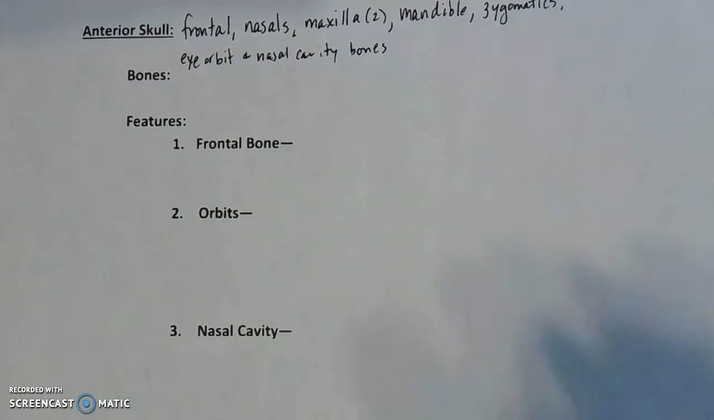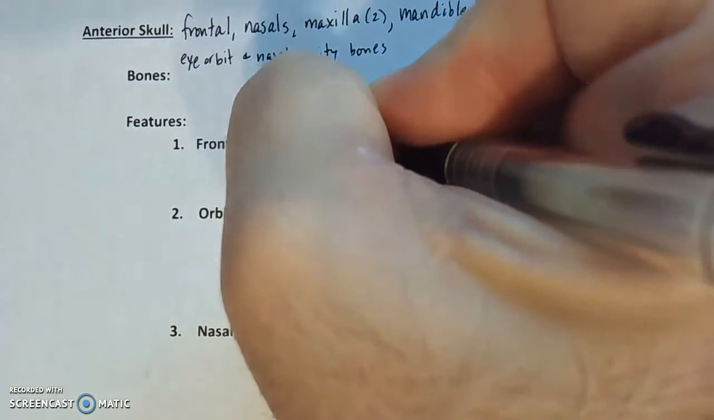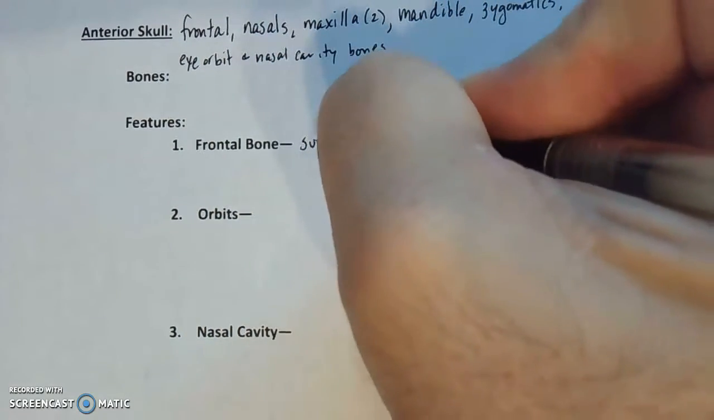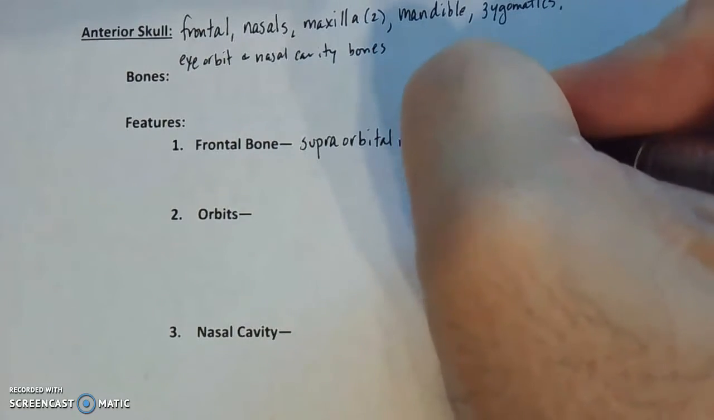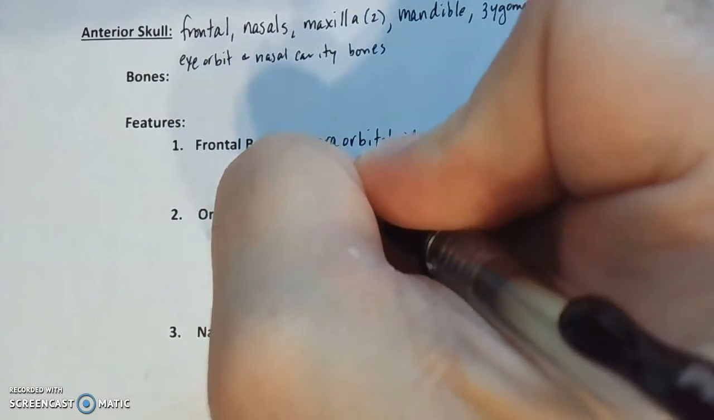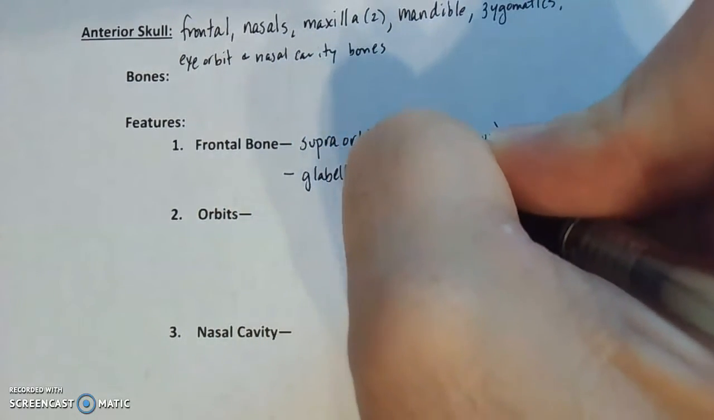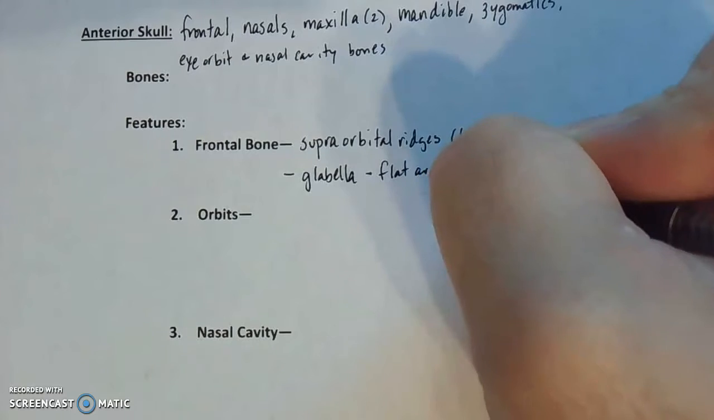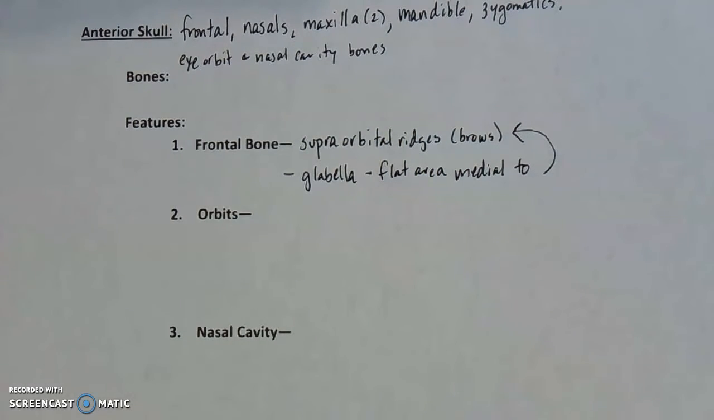So the frontal bone, what we want to do is talk about the supraorbital ridges, which are our brows, and the glabella, which is the flat area medial to our ridges up here. So it's right above the nose, and you can feel that.